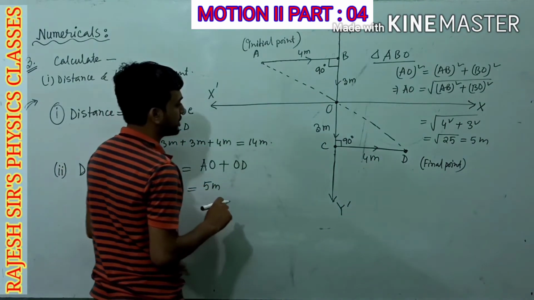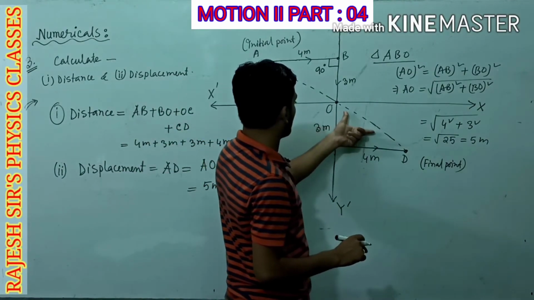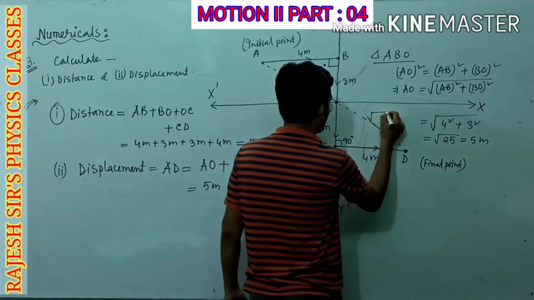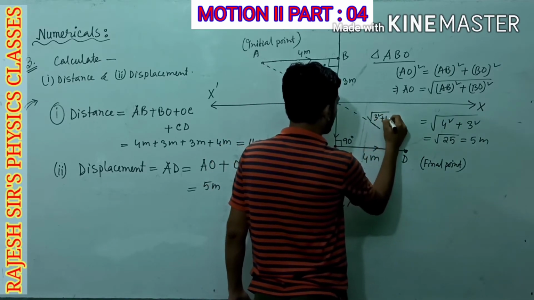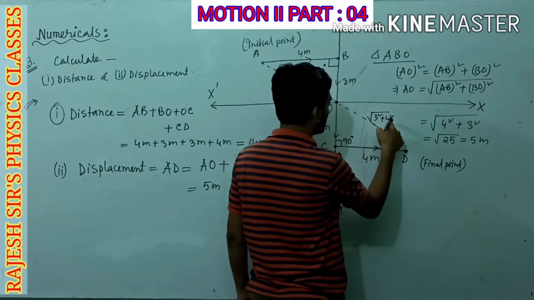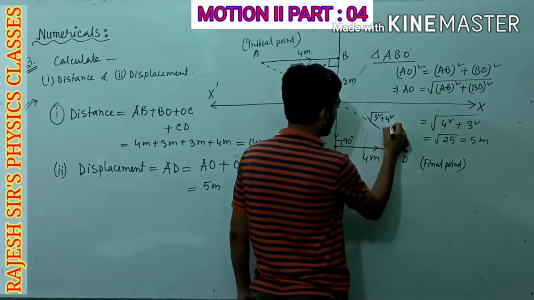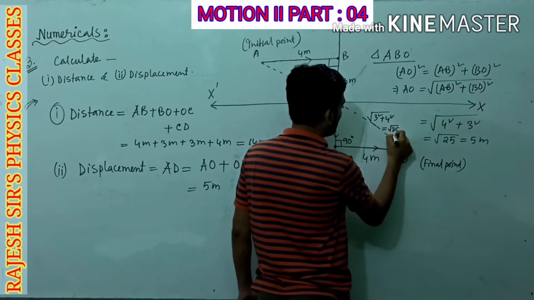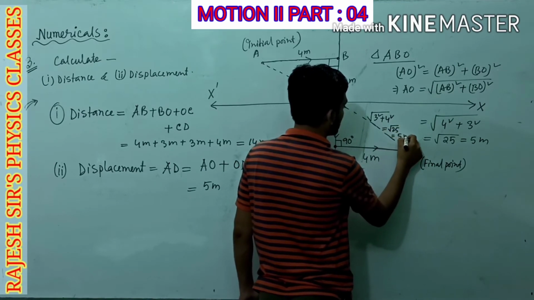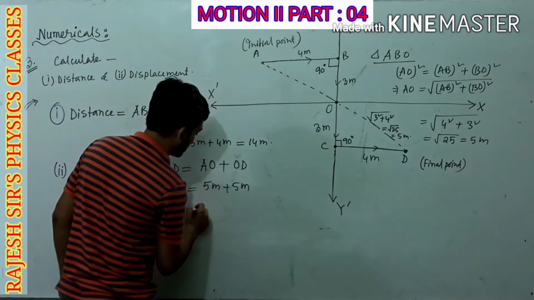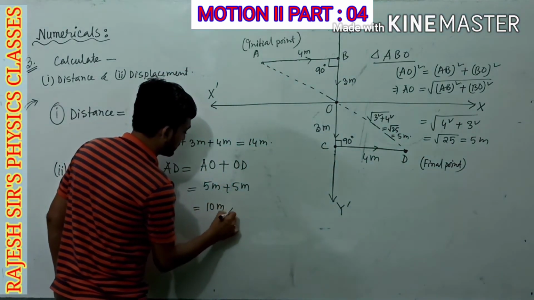So just like this, if you do the calculation for OD, you will also get root over of 3 square plus 4 square, means root of base square plus perpendicular square equal to hypotenuse. We'll get root over 25 is equal to 5 meter, plus 5 meter is equal to 10 meter.